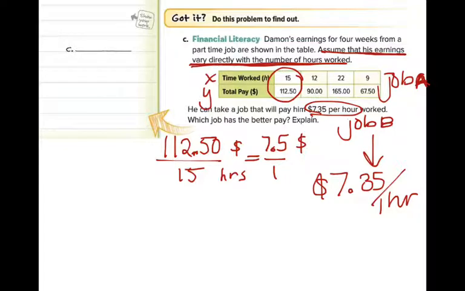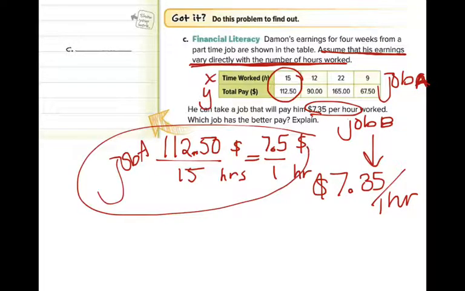So he makes $7.50 for 1 hour with job A, and $7.35 for job B. Which job pays better? You decide. Show some sort of work. The work that I listed here is very, very close to what you should do.